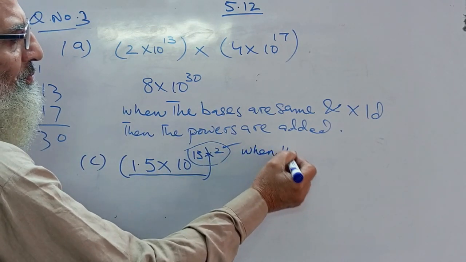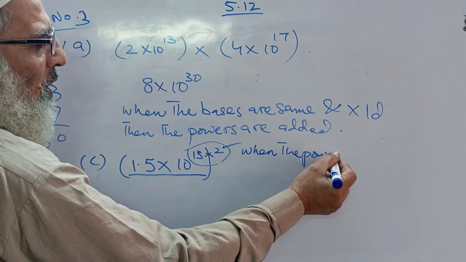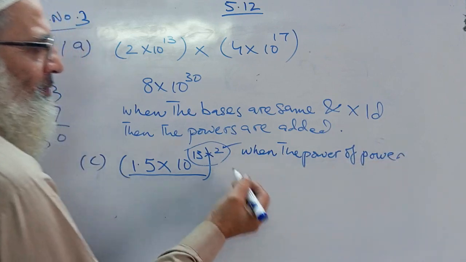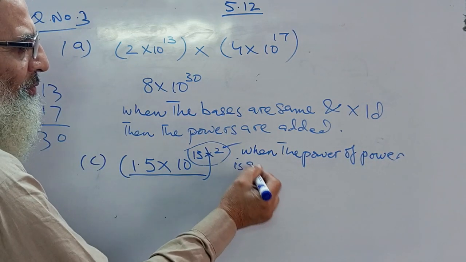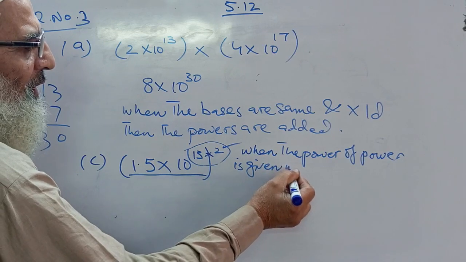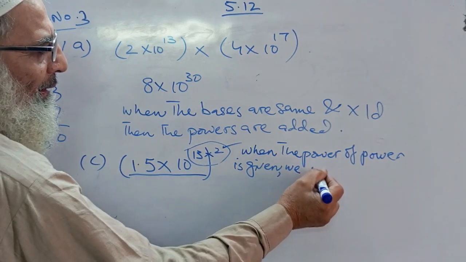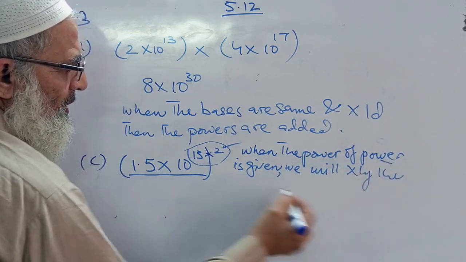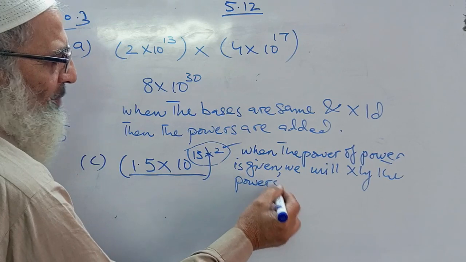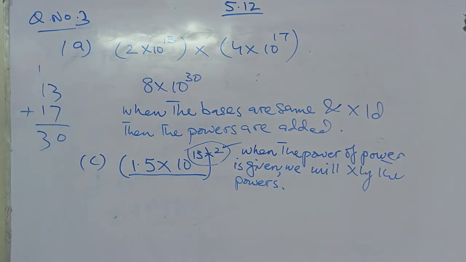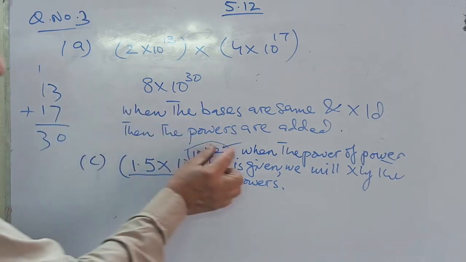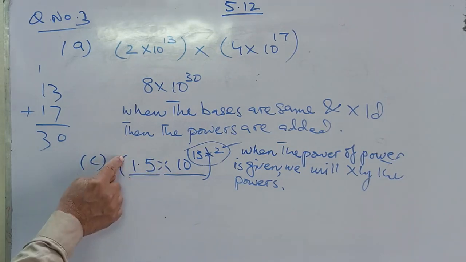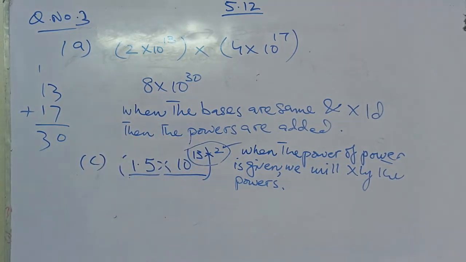When the power of a power is given, we will multiply the powers. We will multiply the powers. What will happen over here? You see that this power is also applying on this 1.5 and also on 10.